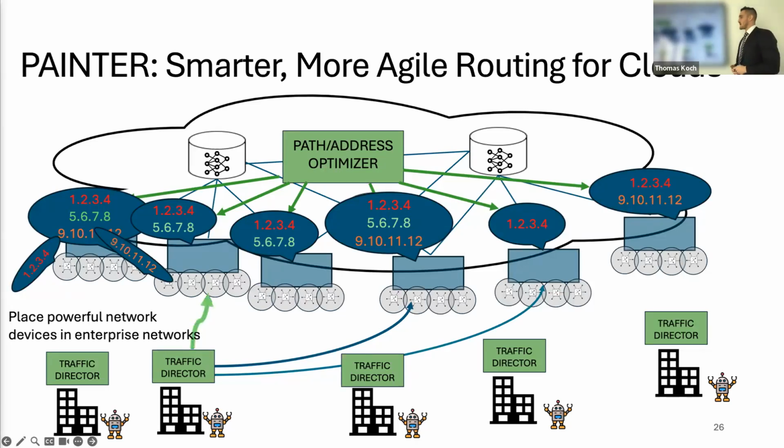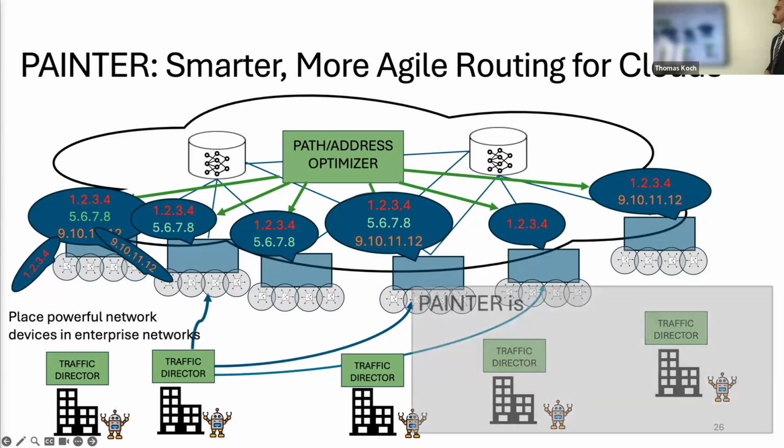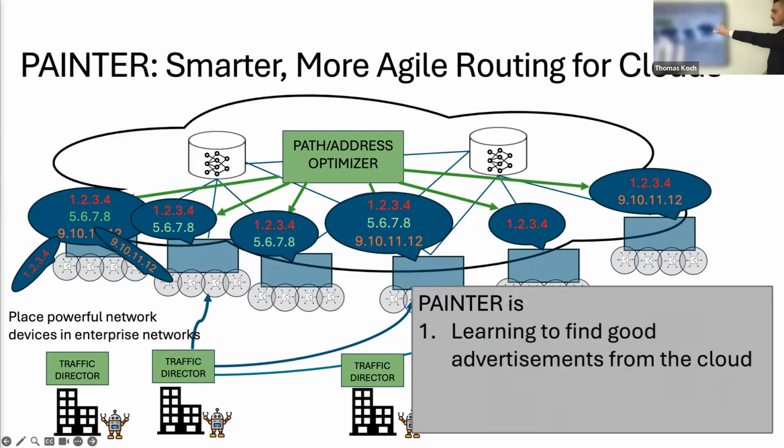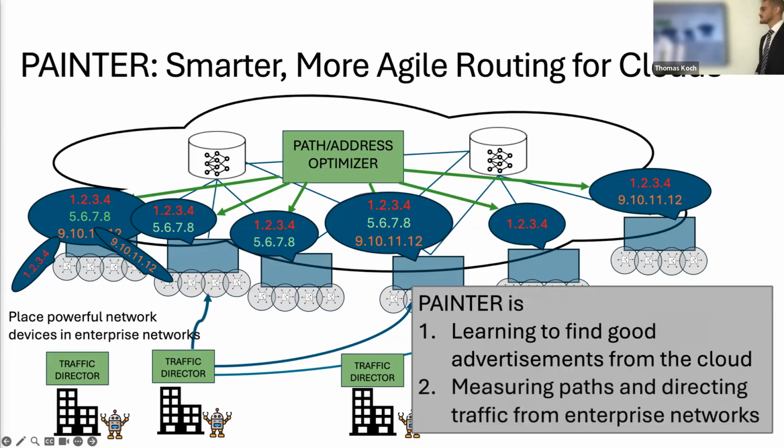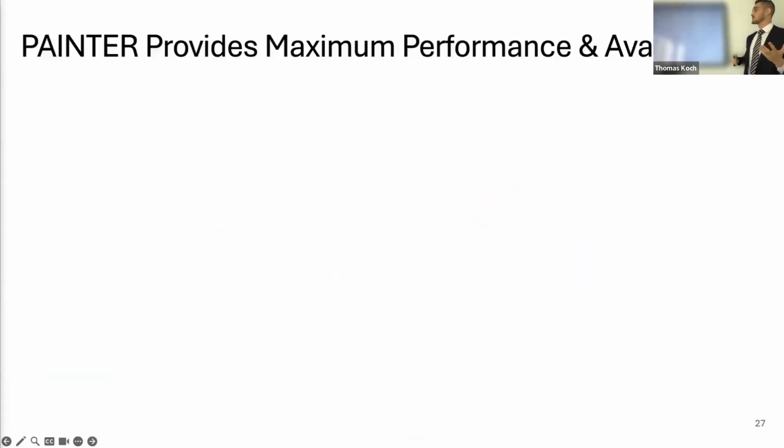The traffic director's job is to measure these paths and place traffic on them dynamically at really fine timescales. And so Painter, this system, is the combination of this intelligent address advertisement from the cloud and this fine-grained traffic direction and measurement from the enterprise's network side. So I'm going to show you a little demo of sorts on that test bed that I talked about.